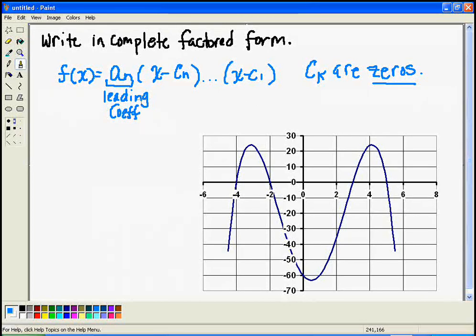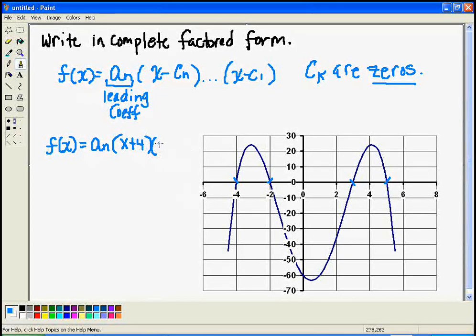So I know that f of x, in my case, is going to be equal to, well, I don't know what a sub n is. It's my leading coefficient, but I don't know how to determine that quite yet. So let's just put what I do know. X minus an x-intercept, or a 0. I have one at -4, -2, 3, and 5. So I've got x minus a -4, so x plus 4.